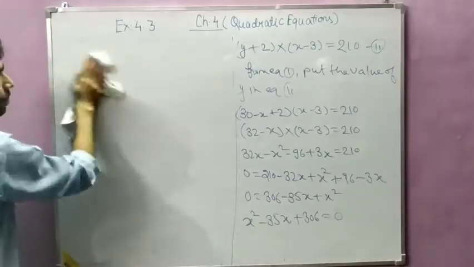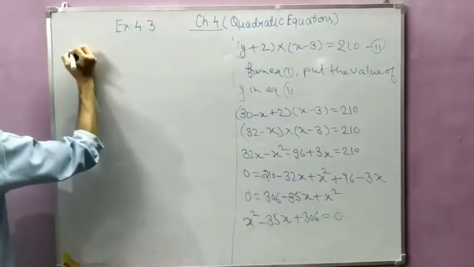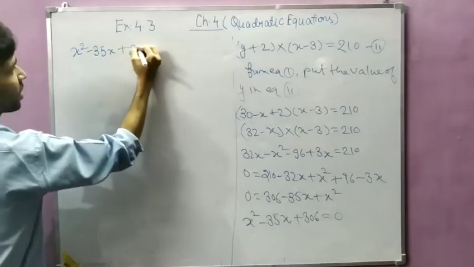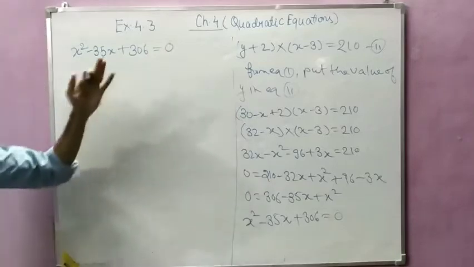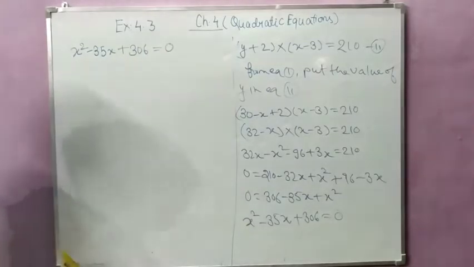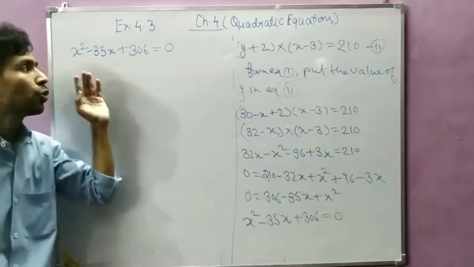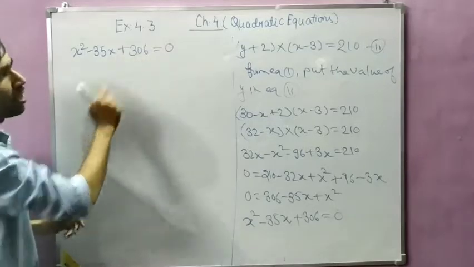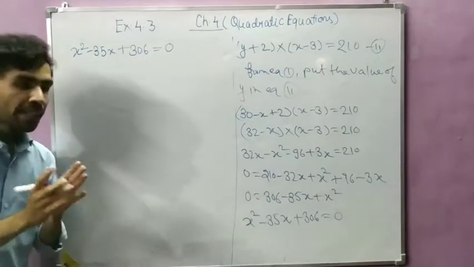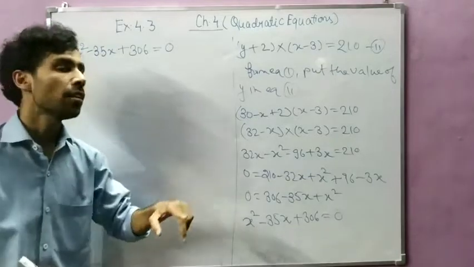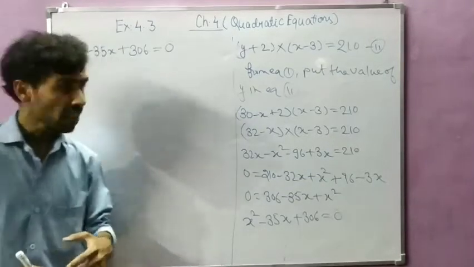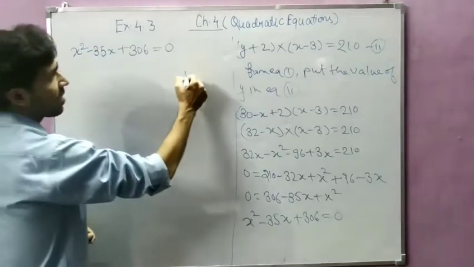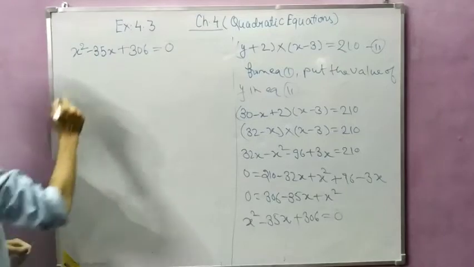Now students, see which equation we got: x square minus 35x plus 306 equal to 0. After solving, we have got this quadratic equation. Now you can solve it by any method, so I am solving it by factorization method. So 1 into 306. We have to take 2 factors of 306 such that when we add them, it becomes 35. So I think 18 and 17 will be the 2 factors.